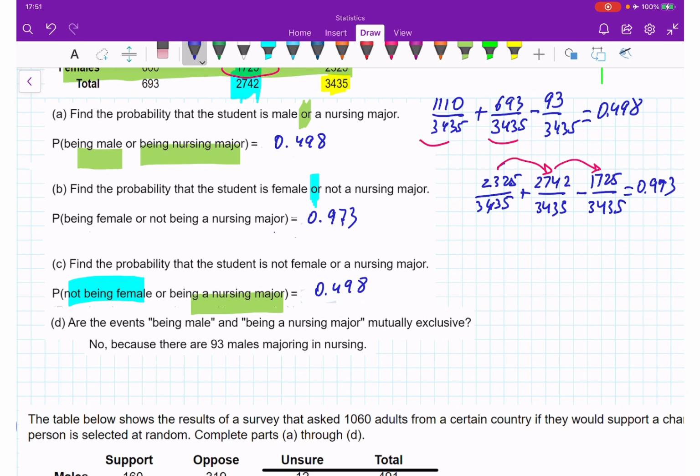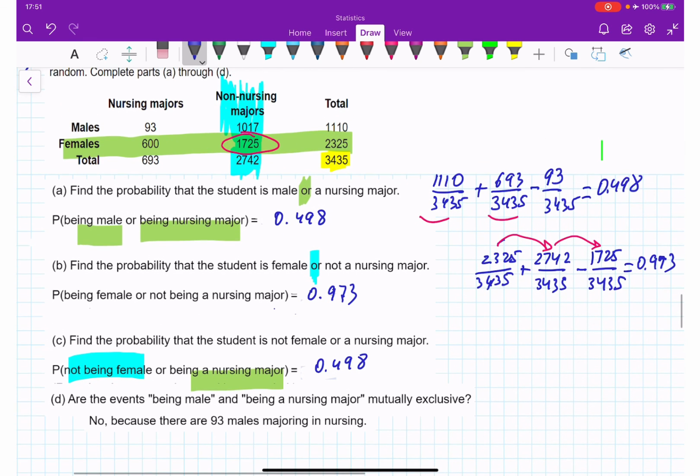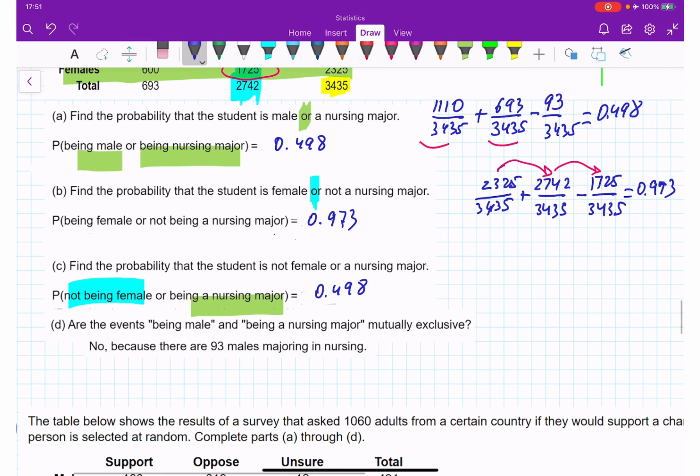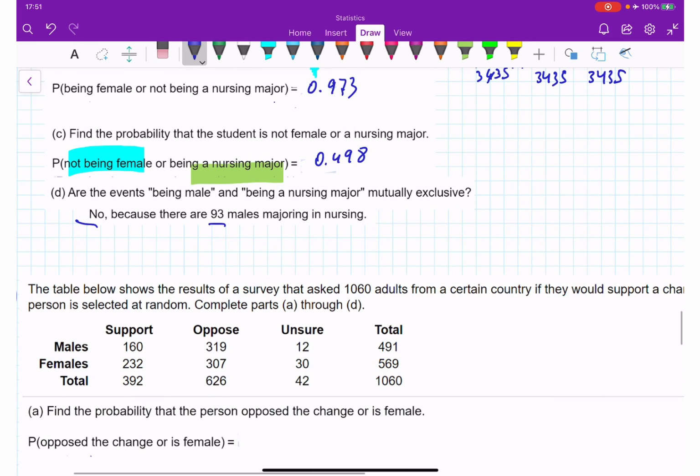And D, it's going to be, are these events of being male and being a nursing major mutually exclusive? Are they mutually exclusive, which means they can't be male and nursing major at the same time? Let's see. Male and nursing major. Yeah, they can, 93 of them like that. Which means no, they are not mutually exclusive because there are 93 males majoring in nursing. Question number 13.